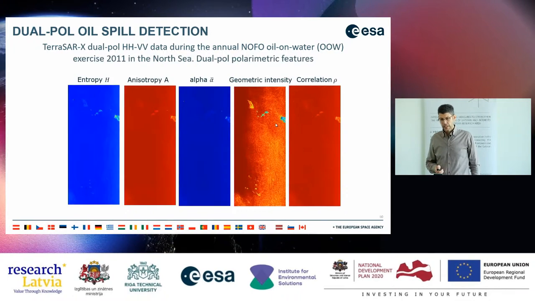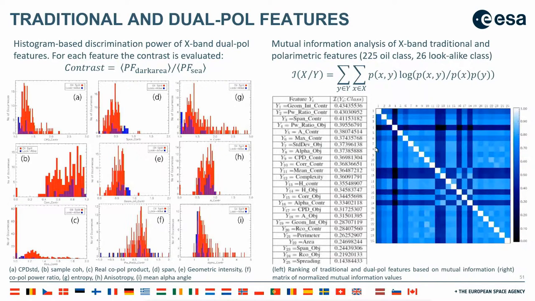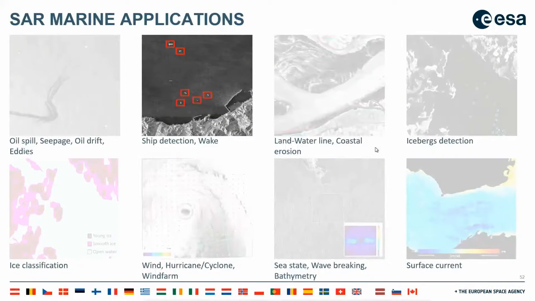Okay. So what is the message here? If you see this table, these are the list of all the features used for oil spill detection. And the message here is that if you see the top 10, most of them are polarimetric features. So polarimetry is an added value also when you want to train your machine learning algorithm. Okay, so then I guess it's time to switch to ship detection. If there are no specific questions, yes?